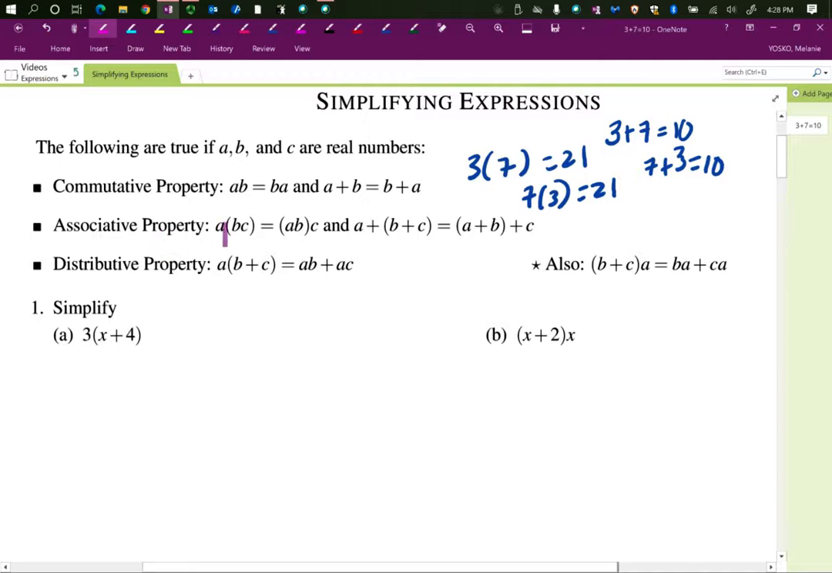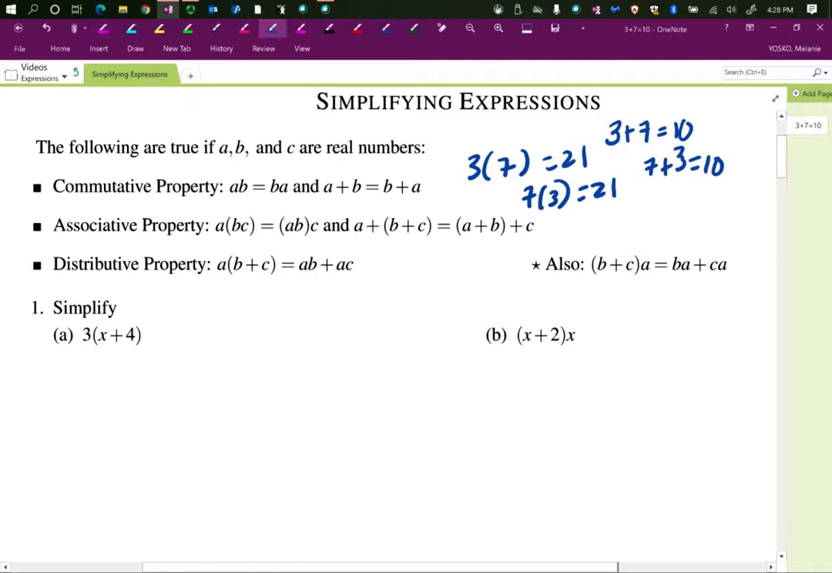Associative property deals with grouping structures. So if you have A and you multiply A by the product BC, you get the same thing as if you multiplied A and B first and then multiplied by C. Likewise for addition. A plus the sum of B plus C, you get the same thing as if you added A and B and then added C.